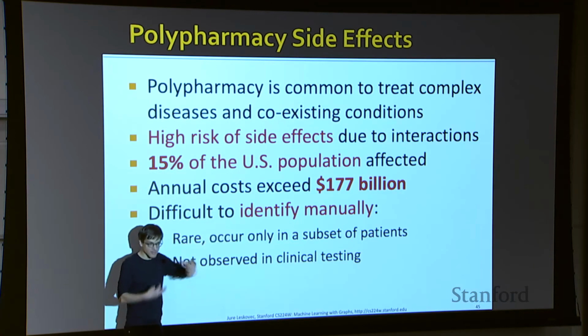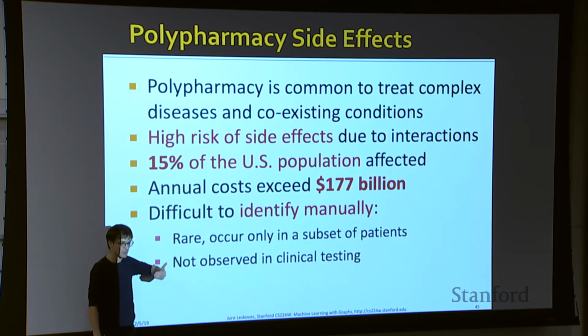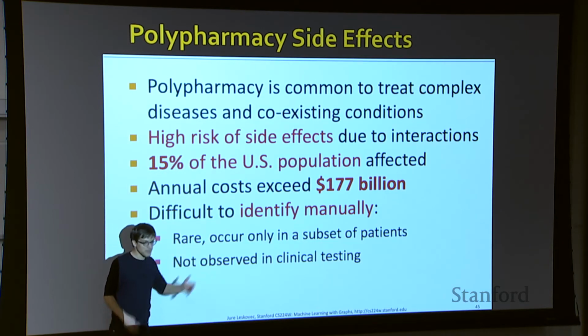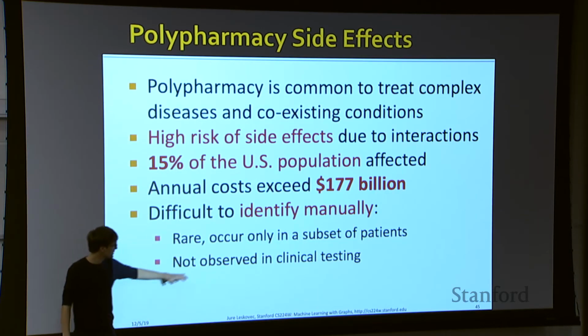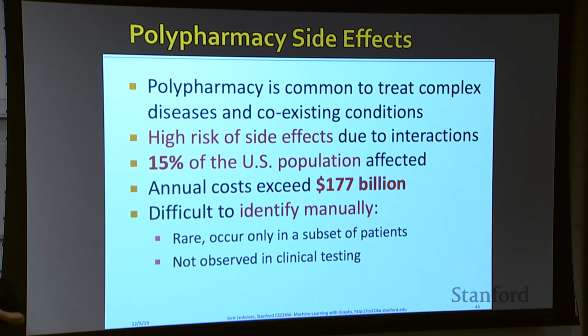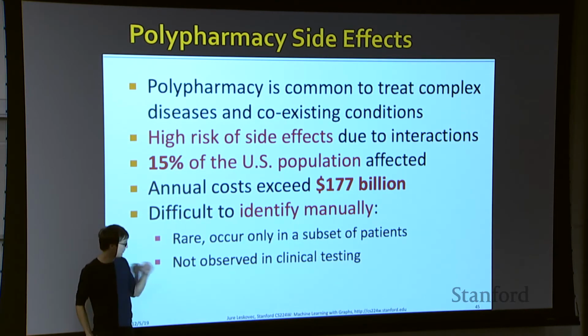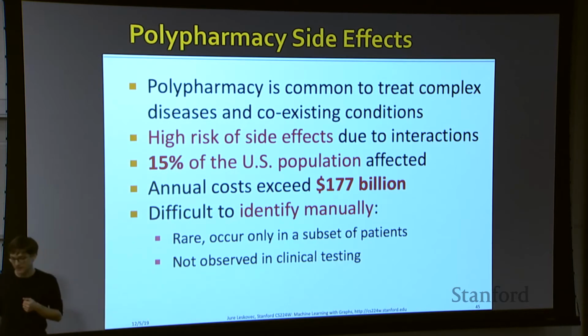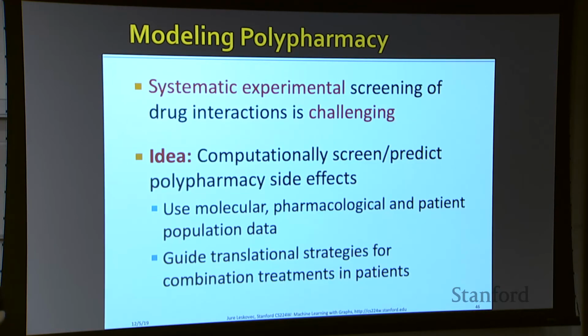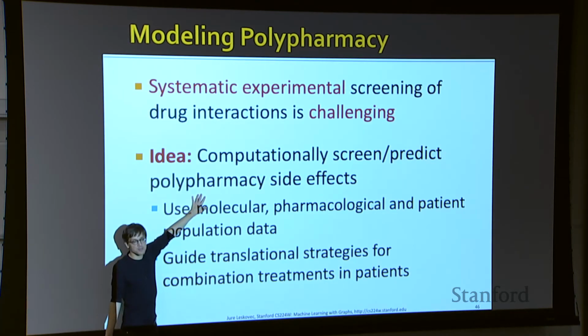Identifying, as I said, identifying the side effects manually is super complex and inefficient, because they are rare, they may only occur in a subset of patients, and they are not observed during clinical testing. So the only way we learn about them is through this reporting system that's very inefficient. So the question is, could you use computational methods to predict what side effects may happen?